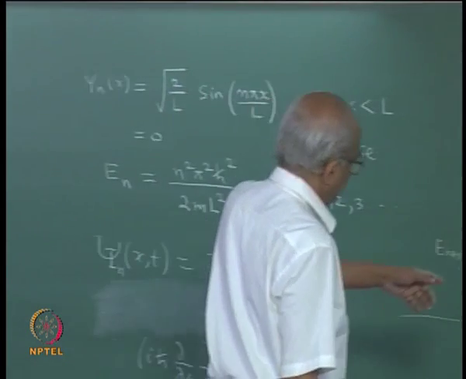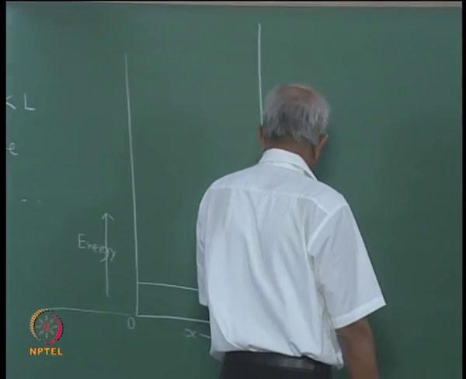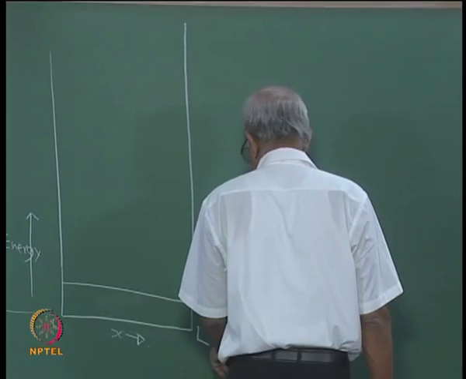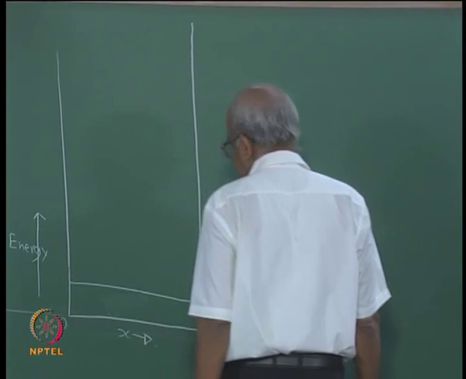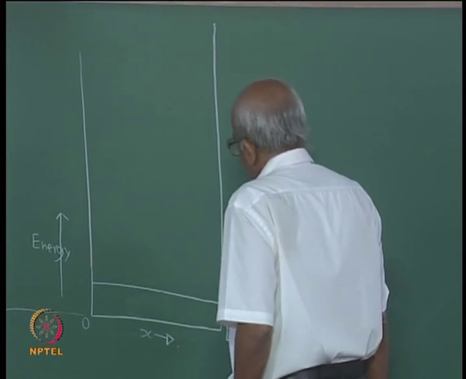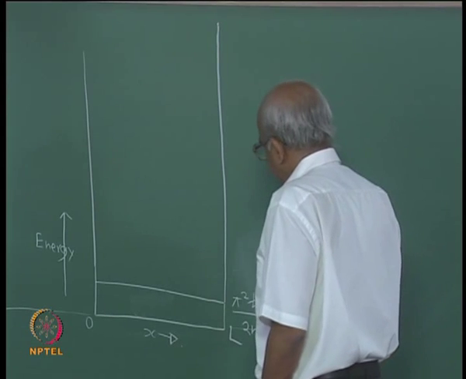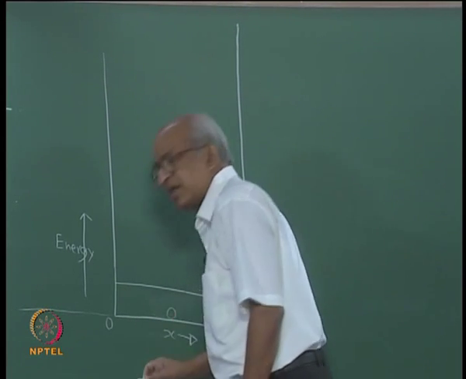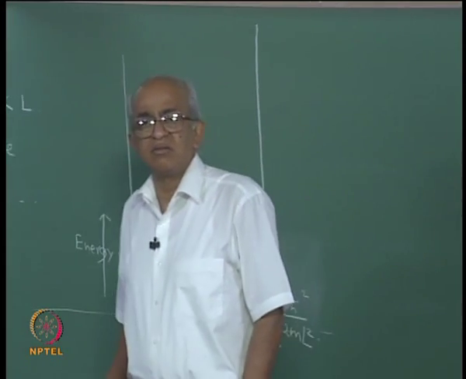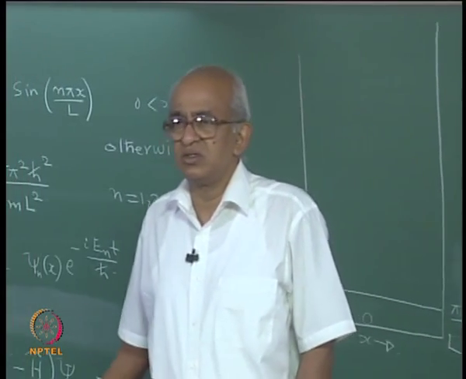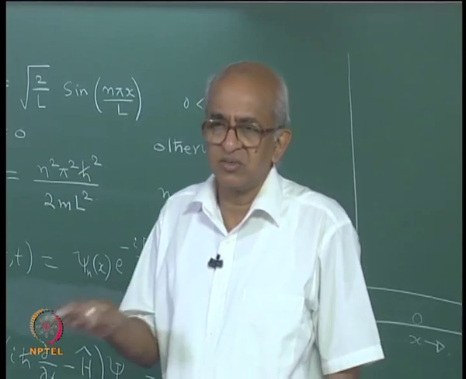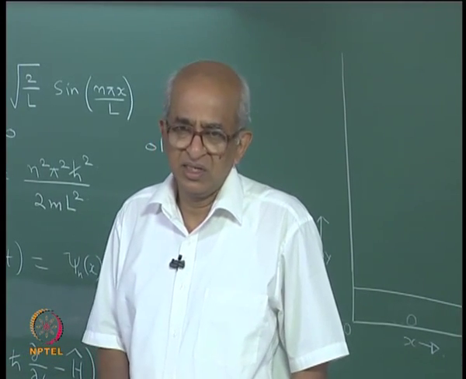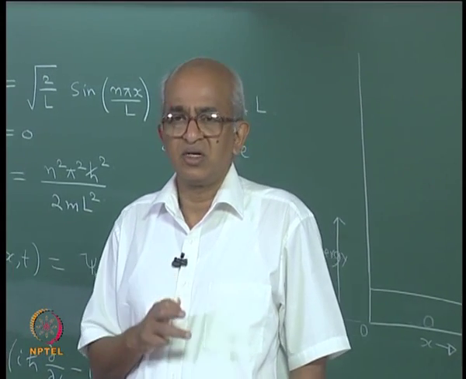And what are they? The lowest possible one we have found is π² ħ² / 2mL². And you can actually ask, why is it that the particle cannot simply be sitting at one location? Why isn't this possible in quantum mechanics? The answer is actually quite simple.